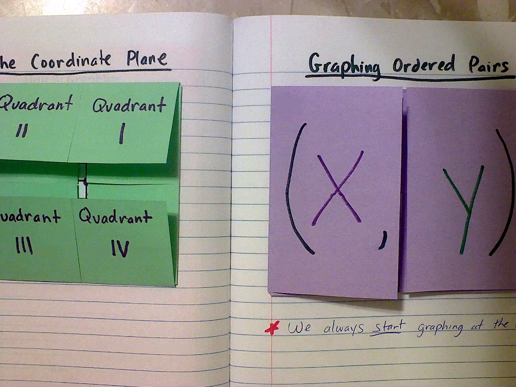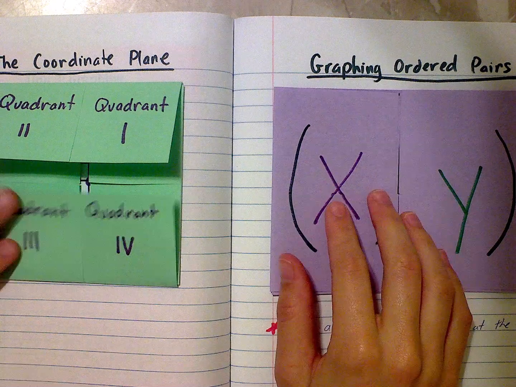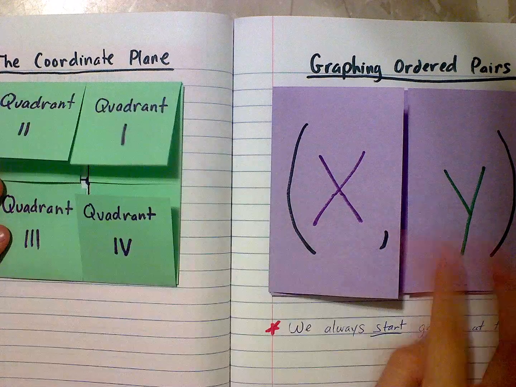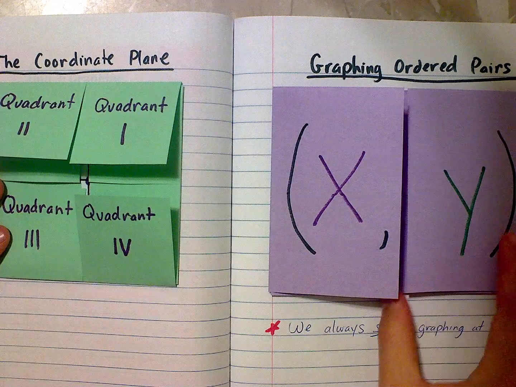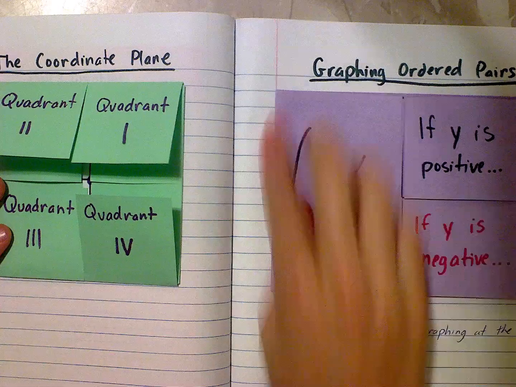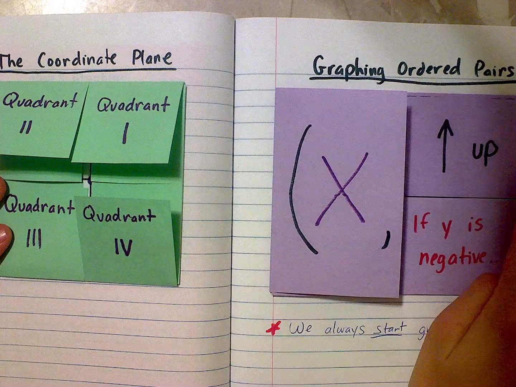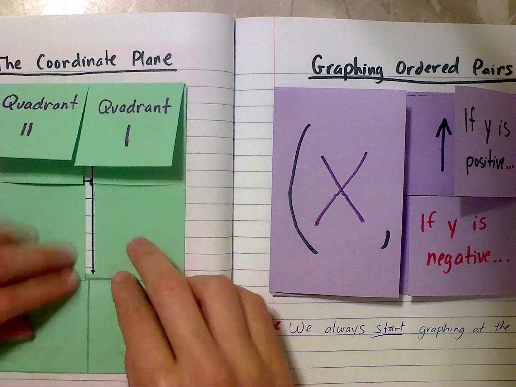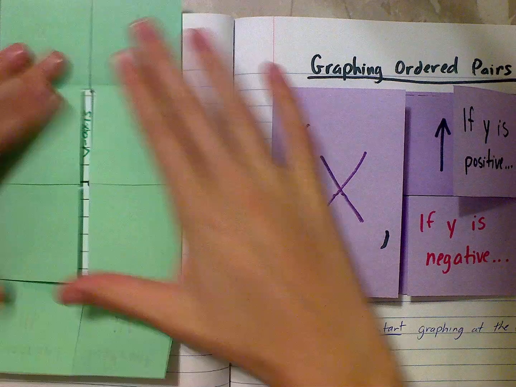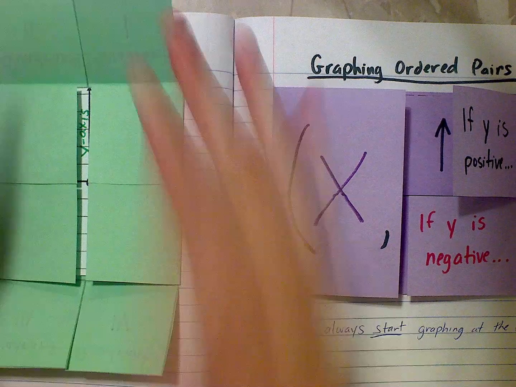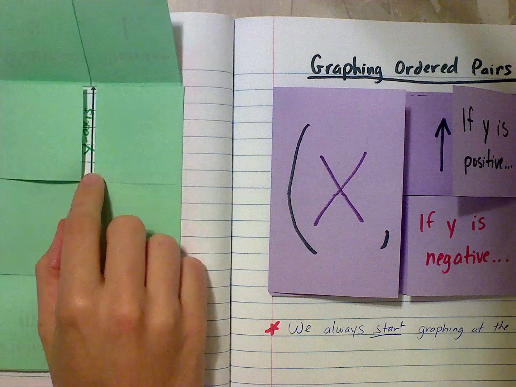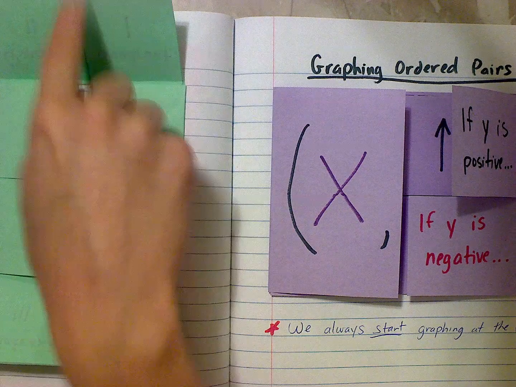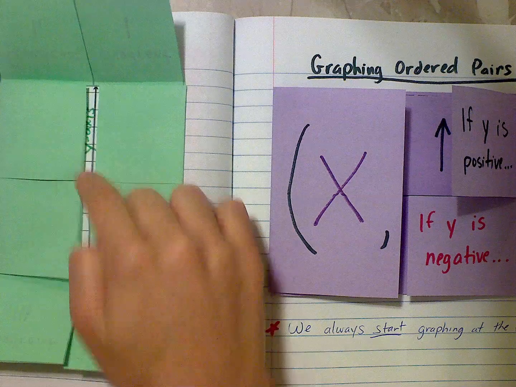Let's make some connections between the graphing of ordered pairs and the graph. Just because of the way this side is, we're actually going to start with talking about the y value. Remember, if y is positive, we go up, and if y is negative, we go down. So we're going to open this up, just one step, not all the way, just open up the tops. So if I start at the origin and y is positive, I'm going to go up. And if y is negative, I'm going to go down.